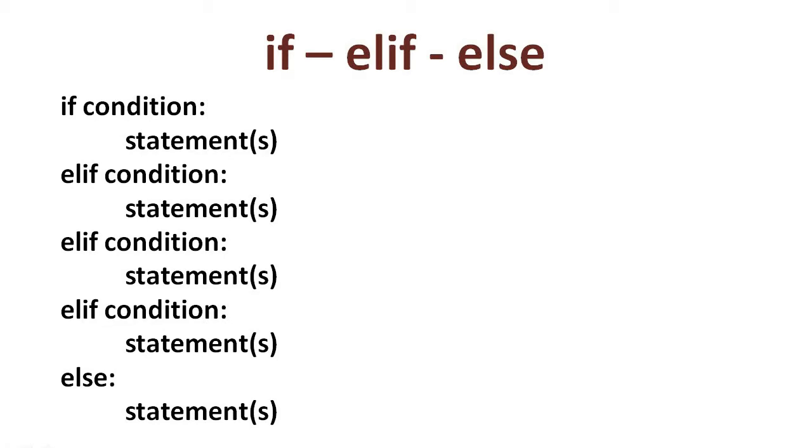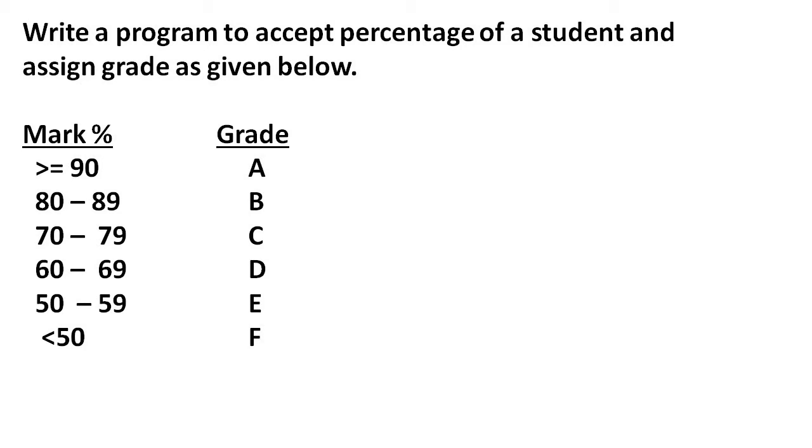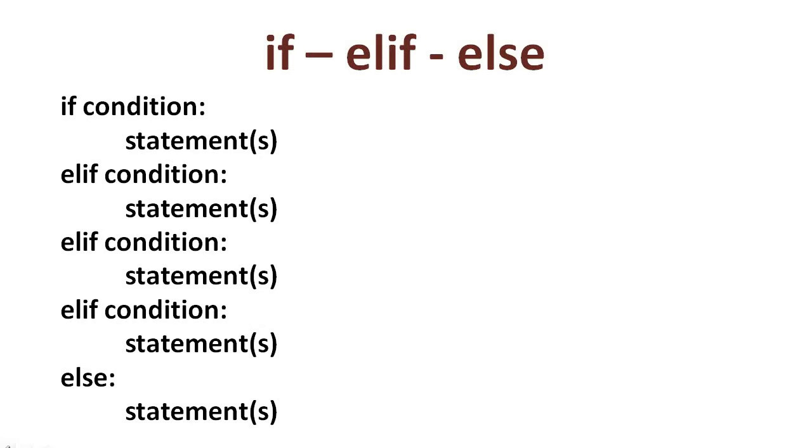We have already discussed the simple if-else statement that we use for checking a single condition. But there are some situations that require multiple conditions to be checked, like this. See this question: write a program to accept the percentage of a student and assign grade as given below. Here the mark percentage is given and the grade also. See, here more than one condition is given. So, to handle these types of problems, we have a statement called if, elif, else.